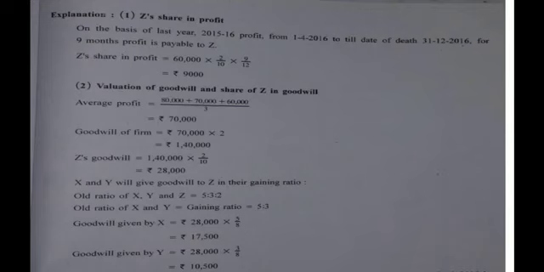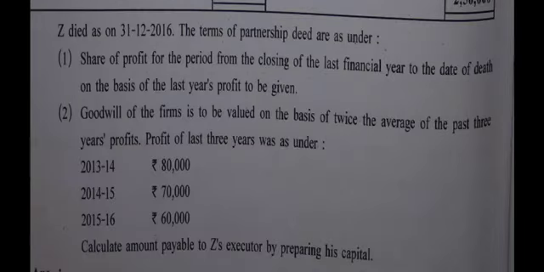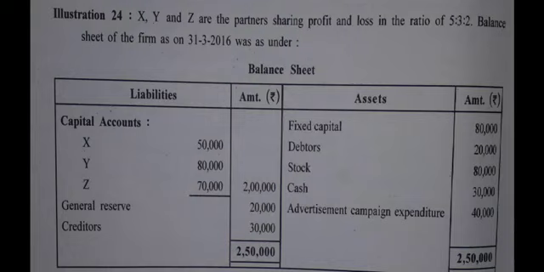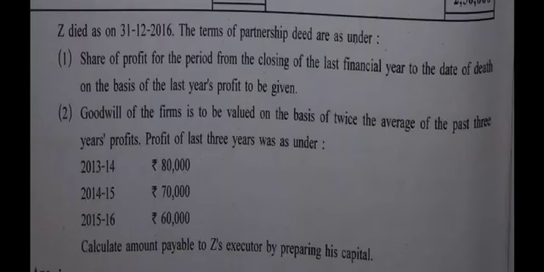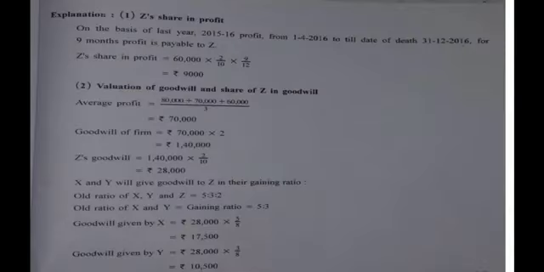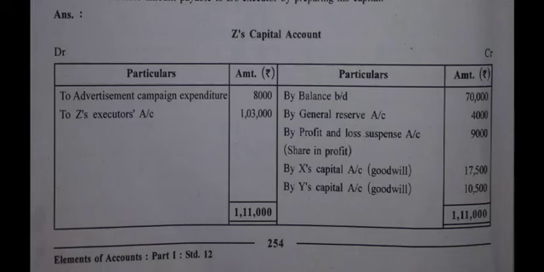Alright, so let us begin. As I said, this is your balance sheet. You have adjustments. Here it is instructed you will prepare Z's capital account. So you have prepared, and these are the working notes. Okay, so let us start. Z's capital account, debit side and credit side. The column for amount, this is the column of amount for Z.